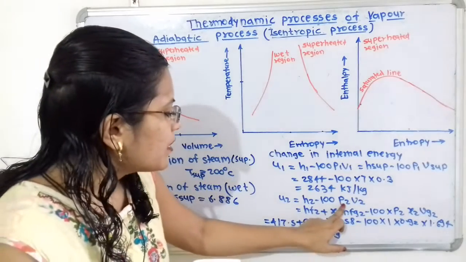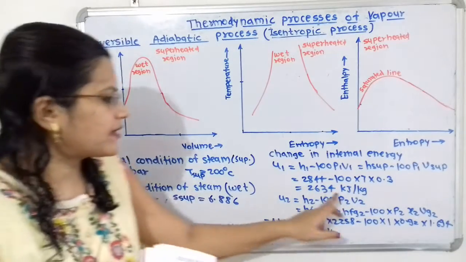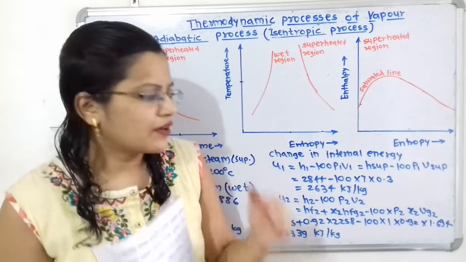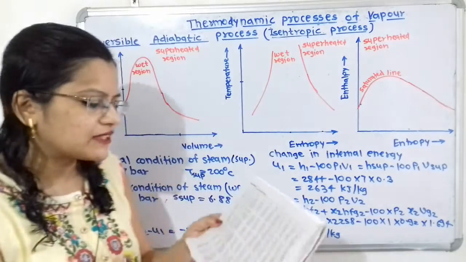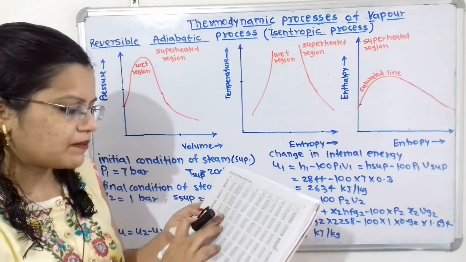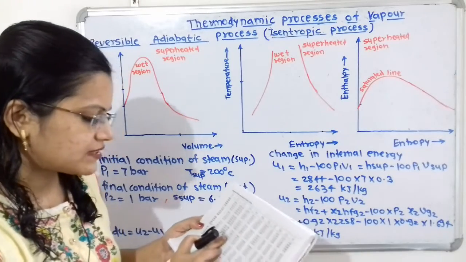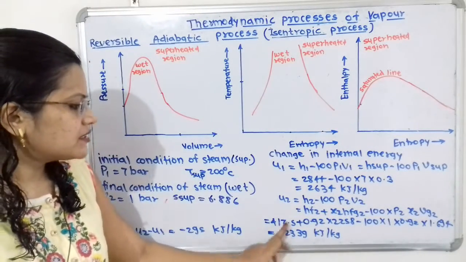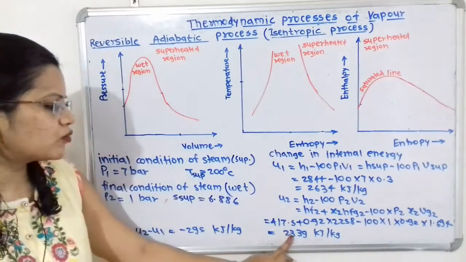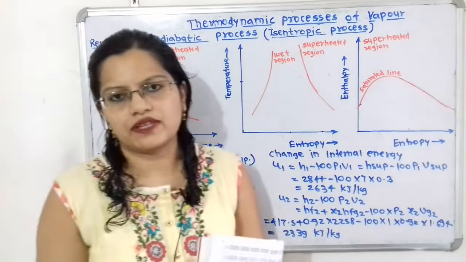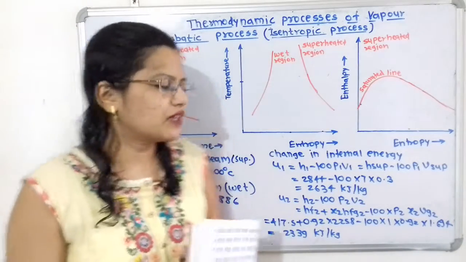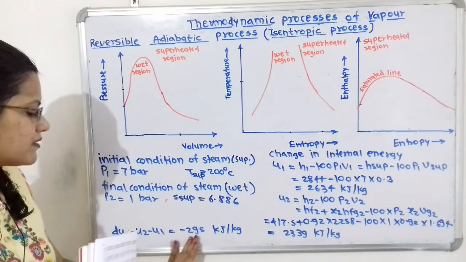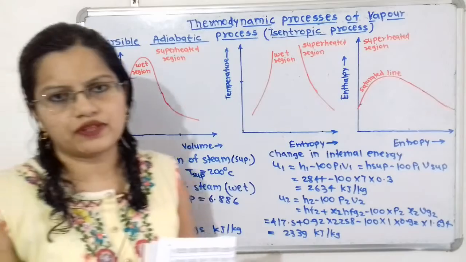Now here P2, that is pressure, is 1 bar, and for V2, how to calculate the specific volume? That is x2 Vg2. The Vg value is also given for a pressure of 1 bar, that is 1.694, so we take this value. After calculation we get U2 as 2339 kilojoule per kilogram. Now we calculate the change in internal energy, U2 minus U1, which is equal to minus 295 kilojoule per kilogram.